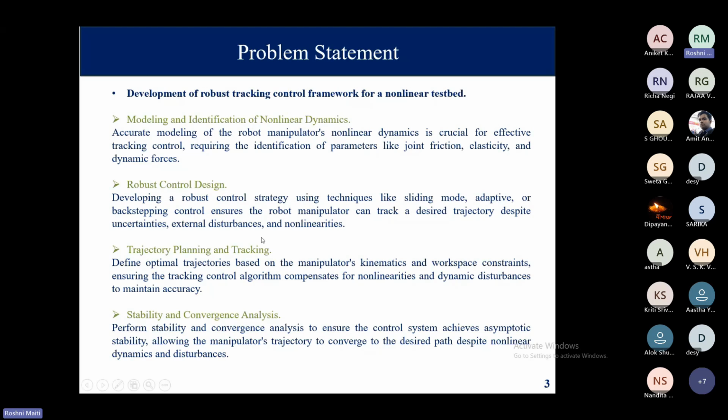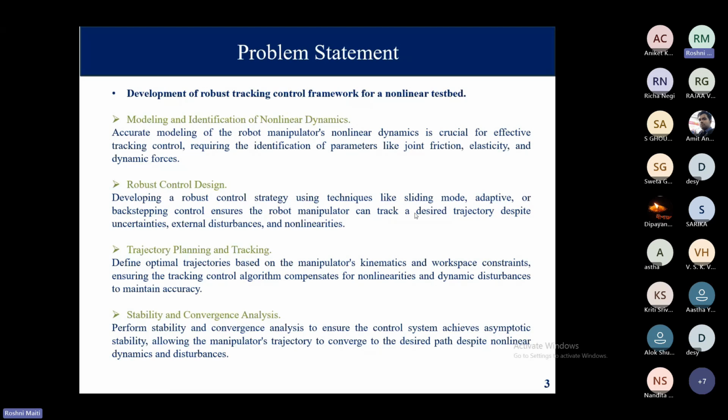We have to design the robust controller for trajectory tracking, for any kind of practical system. So different kinds of controllers we can design here, different sliding mode controllers or adaptive controllers, as well as fuzzy controllers or neural network based controllers. Not only that, we can design the sliding controller or PID controller by using a fuzzy controller or neural network. That we can also do.